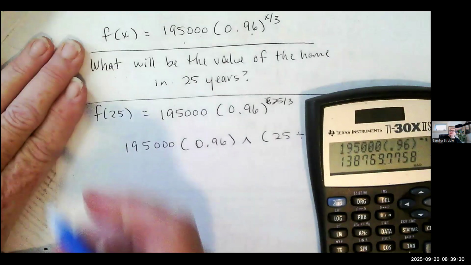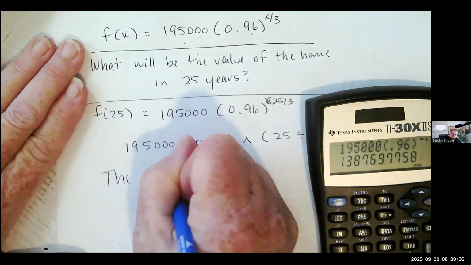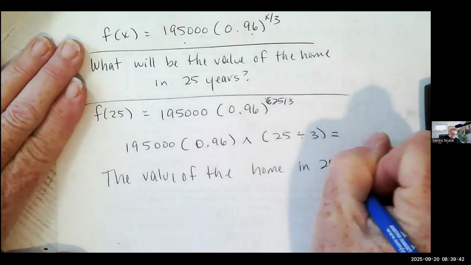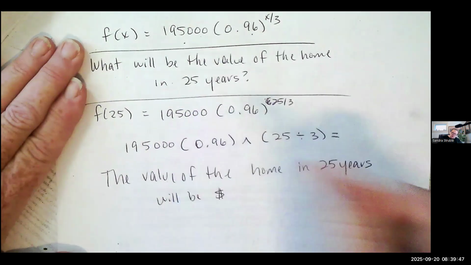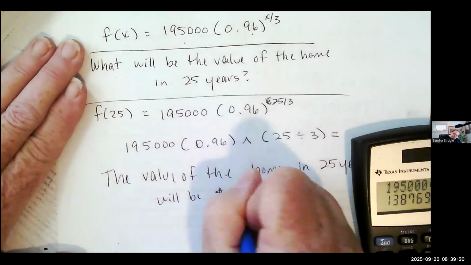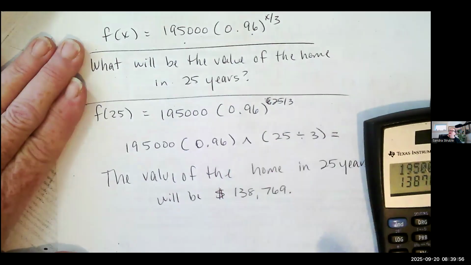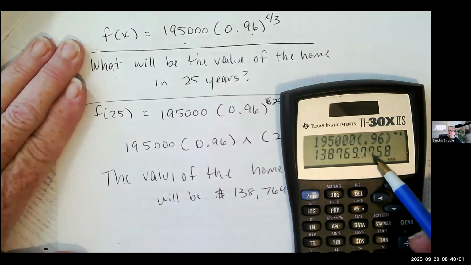And I got 138,000. So the value of the home in 25 years will be, don't forget your dollar sign, $138,769. And okay, we're gonna have to round here. So this is the second 7 is my rounding digit. The 5 is my test digit. It is a 5, so we have to add 1 to my rounding digit. So 0.78.